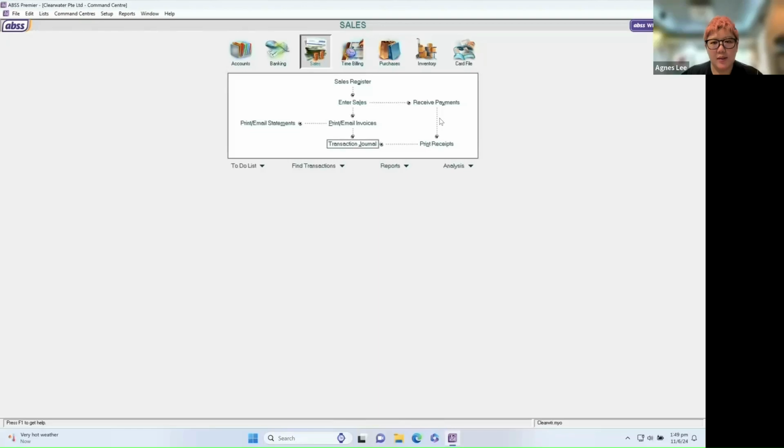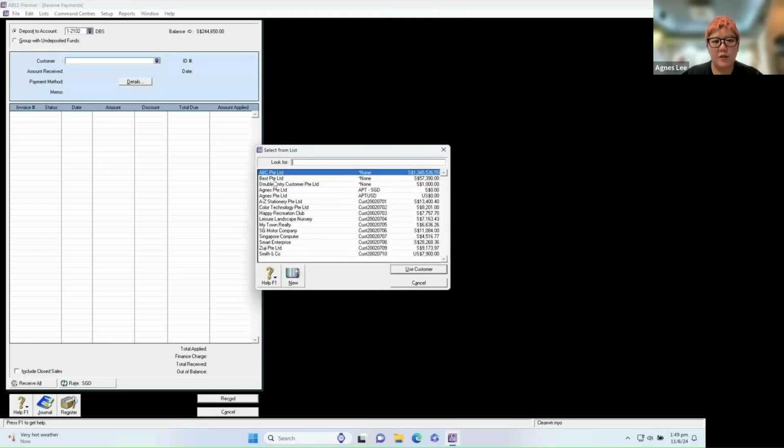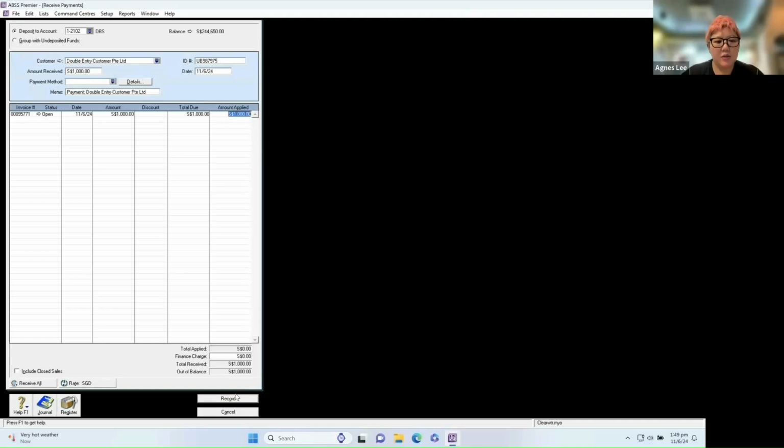So sales, receive payment. Deposit to which bank account? Who pays you money? Double entry. Pay how much? 1,000. Pay by check, maybe a UOB check. I put UOB and the check number. Click apply to, record, and done.